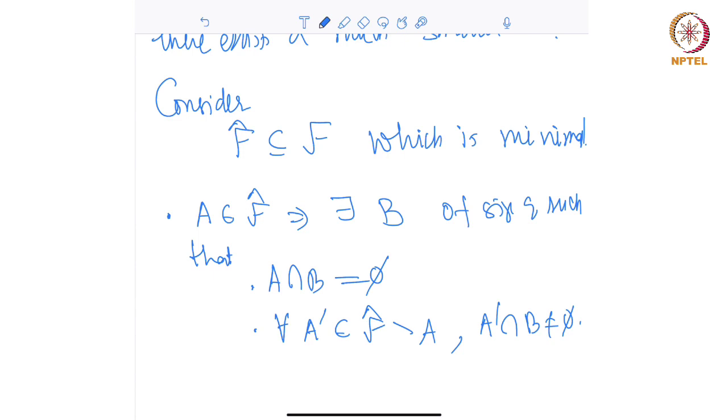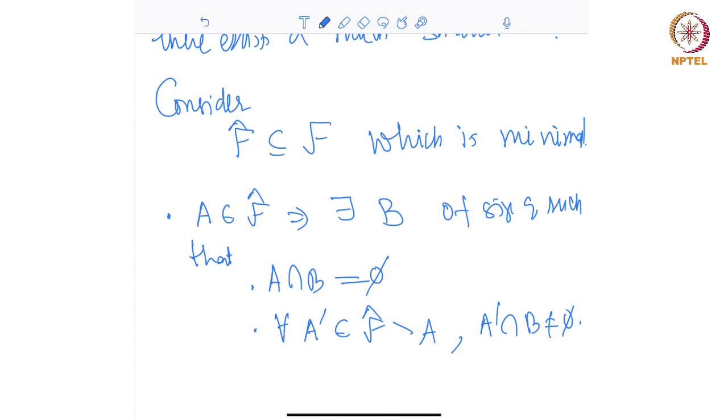So in other words, I have this A because there is a set of size q with which this set is disjoint, and every other set that I have kept in my family is not disjoint, they intersect with it. Because then I know that if some other set would have been disjoint, then this A is of no use.